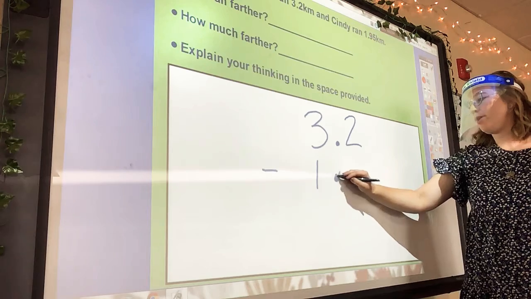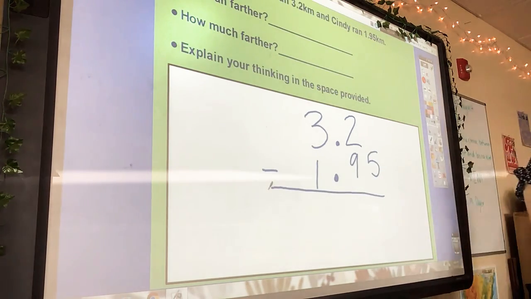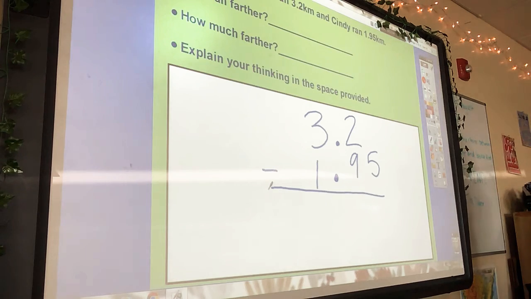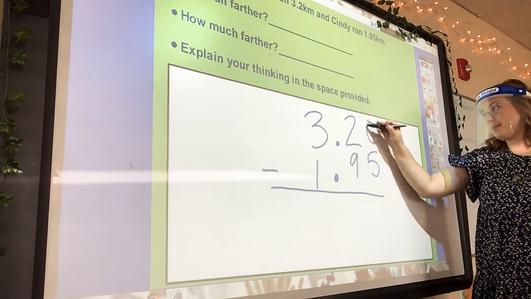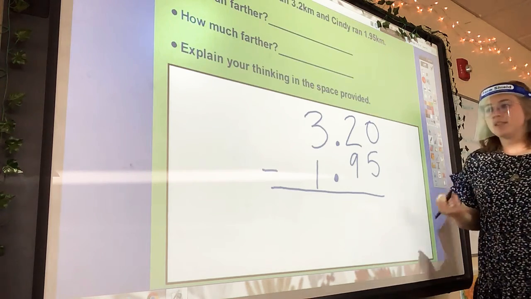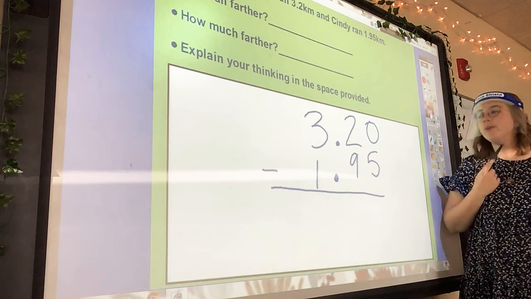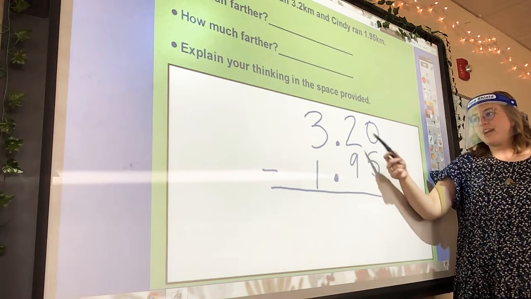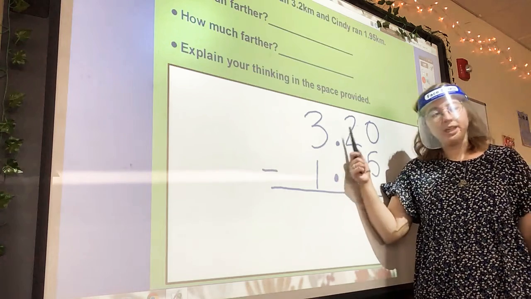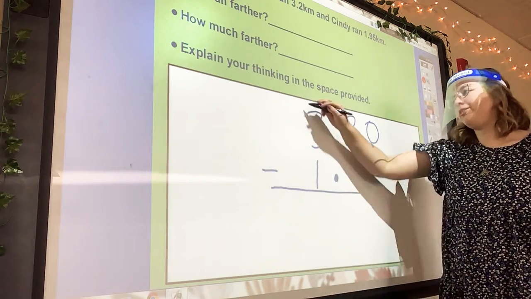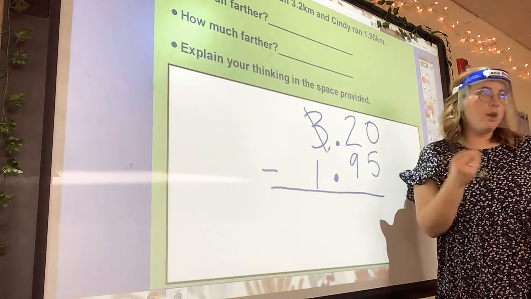So Cindy ran 1.95. Okay, does this look familiar? Yes. Okay, great. So remember, there's nothing here, but in order to help us out, we can put a 0 there if we need to, okay? So then we just start subtracting. We know how to do this, right? Can we take 5 away from 0? No. Can we take 9 away from 2? No. Can we take 1 away from 3? Yeah, which means we can borrow from our friend over there, right?